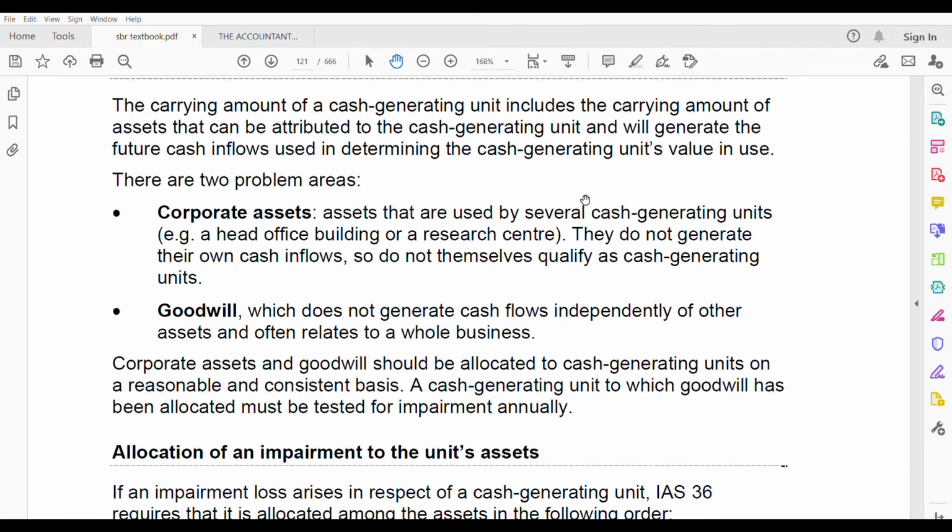So such assets do not generate their own cash inflows. You cannot say the research center earns its own cash inflows, but it is used by other departments to earn revenue, to earn cash inflow. They themselves do not generate it. The head office building by itself does not generate cash inflows. It is the ones who are using that head office building who are generating cash inflows. So they do not themselves qualify as a cash generating unit. You cannot say the head office building or research center is a cash generating unit.